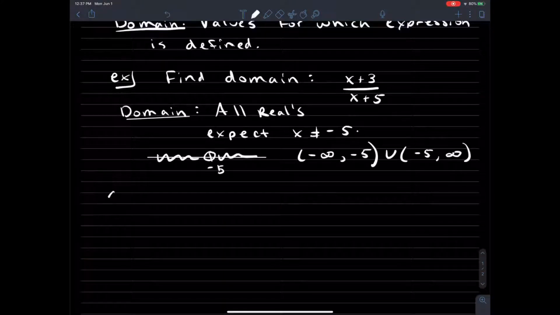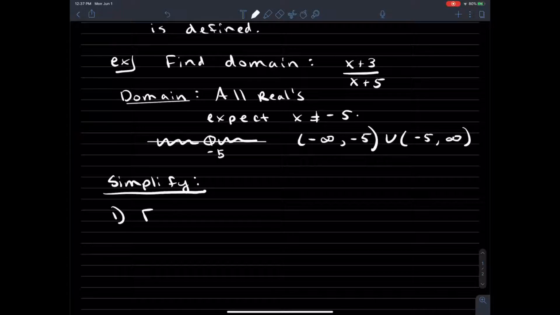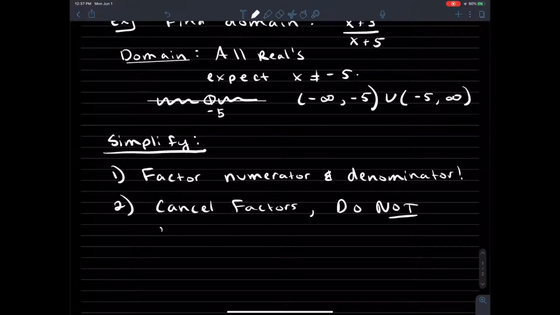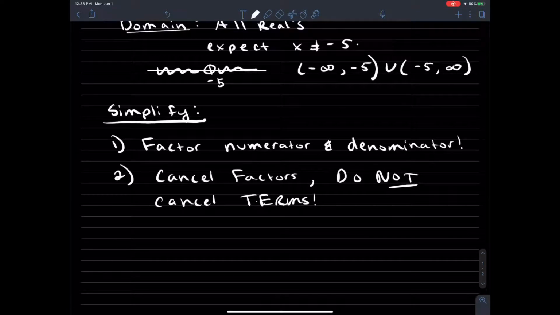So when we are simplifying, there's basically just two steps. You have to factor everything. We factor the numerator and the denominator. The reason you factor is because we cancel factors, and we do not cancel terms. The terms are the ones that are separated by the pluses and minuses, so you have to factor it and cancel exact factors.